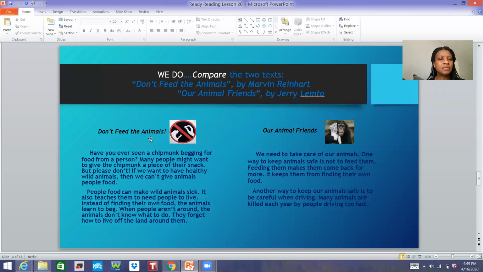Text number 1 is saying don't feed the animals. Text number 2 is saying the animals are our friends. So we have to determine what is the most important information in this text. What are the most important points that let us know how these two texts are alike? Because remember, we are comparing.